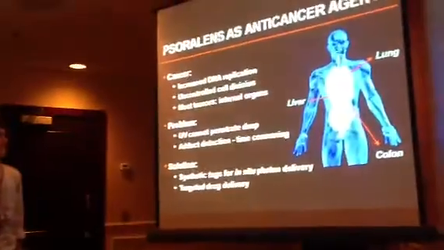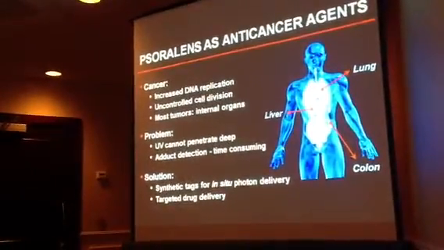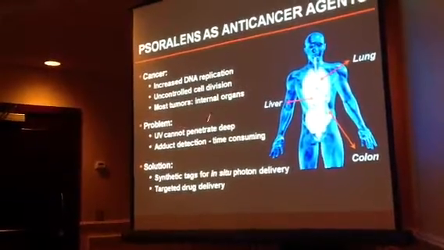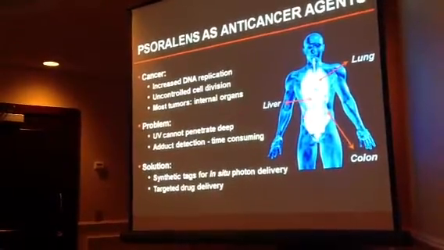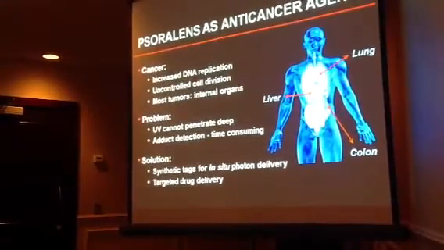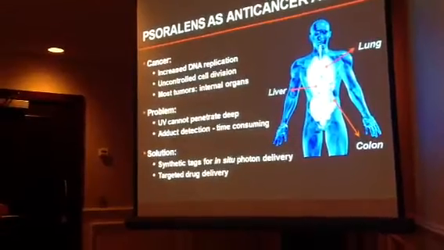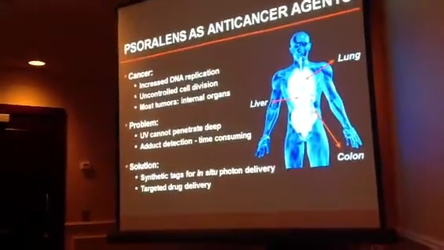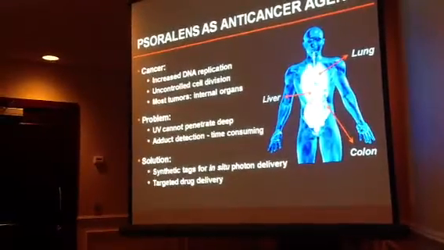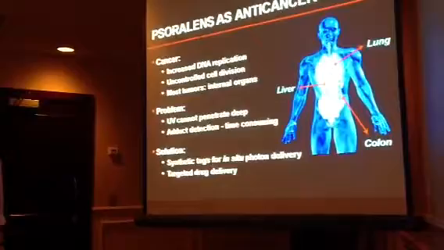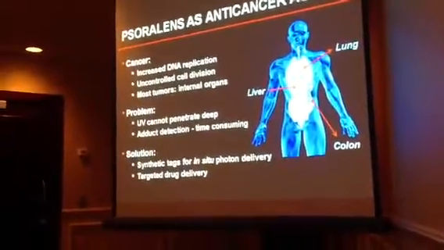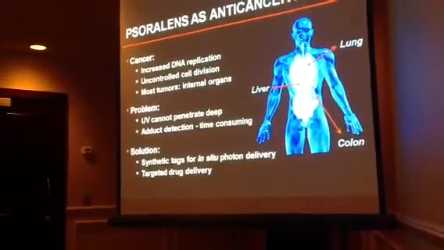But recently, sorolins have emerged as anti-cancer agents, and as we know, cancer is characterized by increased DNA replication and uncontrolled cell division. But most tumors are located in the internal organs, as shown on this person here. The problem is that the ultraviolet needed to activate the sorolins can't penetrate deep enough to these areas, and also adduct detection and the assessment of these sorolins is time-consuming and almost cumbersome. The solution that has been developed is the use of synthetic tags for in situ photon delivery and also a more targeted drug delivery to minimize adverse effects to otherwise healthy parts of the human body.